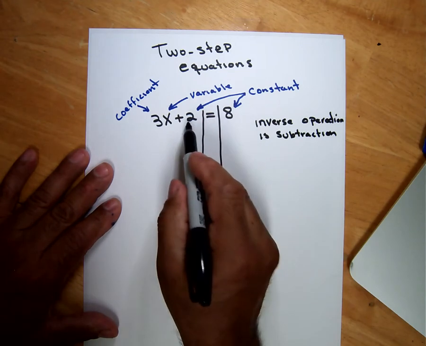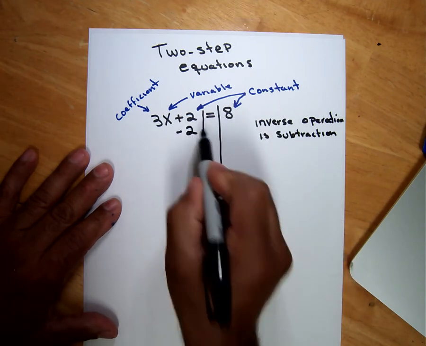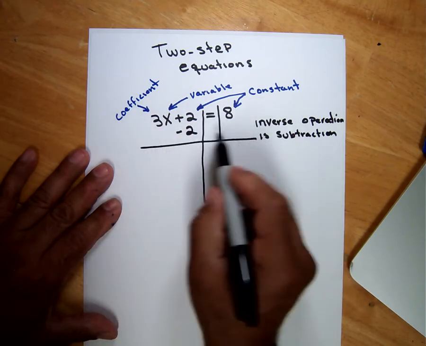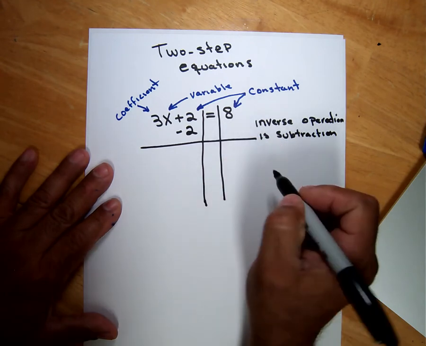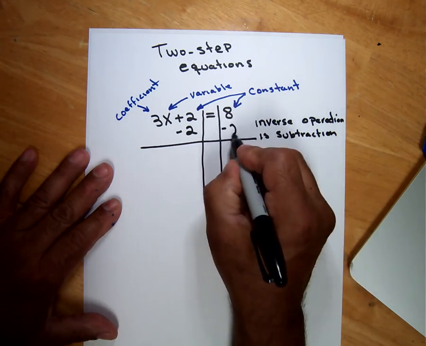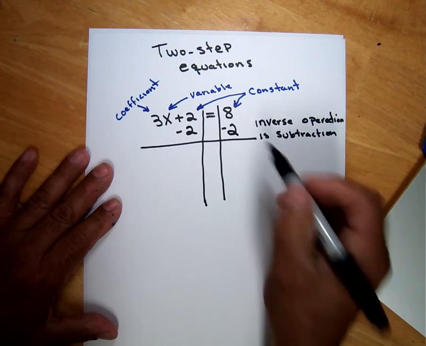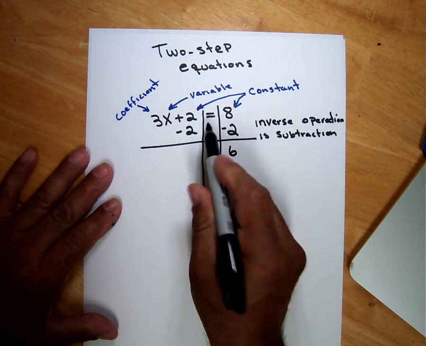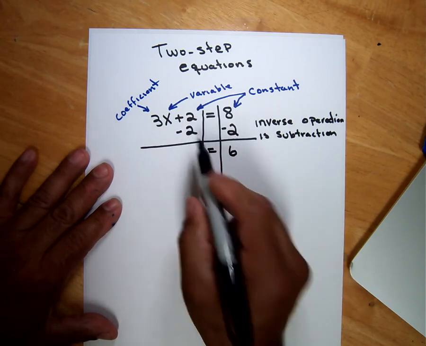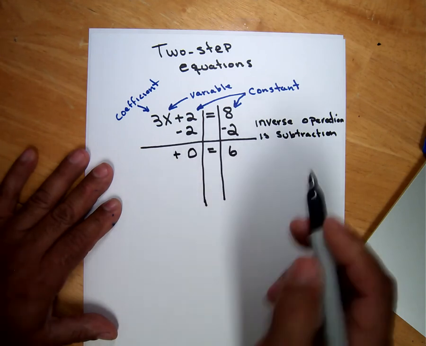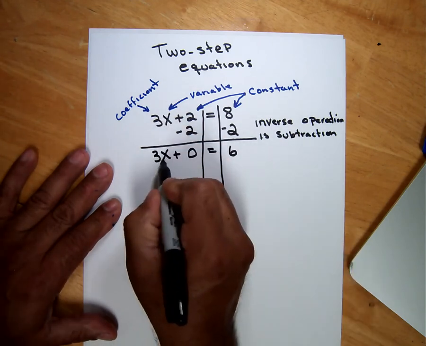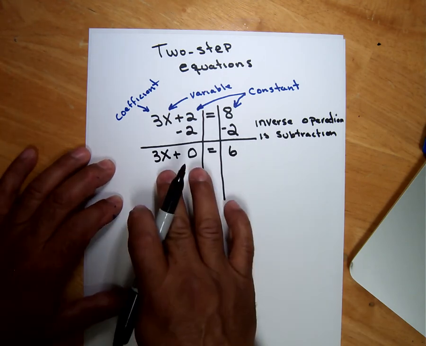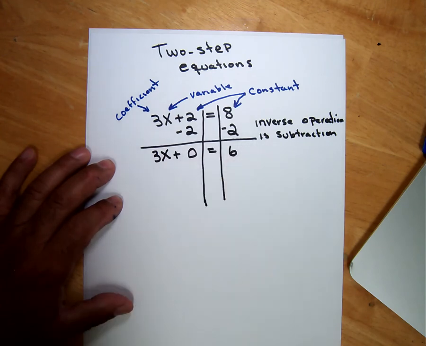So I'm going to subtract 2 from the left side so that I can isolate the variable by itself. But what I do to the left side, I have to do to the right side. So therefore, I have to subtract 2 from the right side. Now I'm going to do my computation, which is 8 minus 2 gives me 6. I'm going to bring down my equal sign. 2 minus 2 is 0. And then I'm going to bring down 3x because I'm not subtracting or adding anything to it. Now I'm left with 3x plus 0 is equal to 6.